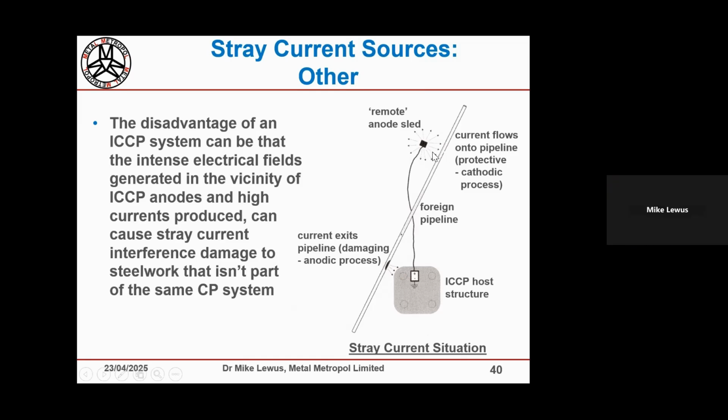Okay, no worries. At the point where the ions flow onto the foreign metalwork pipeline, that's protected. That's acting like a cathode, so you've got protection there. But where the current leaves that foreign pipework and goes back to the host ICCP system, we've got an anode. So indirectly, this is just a way of showing you how.